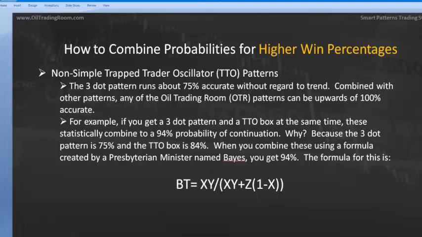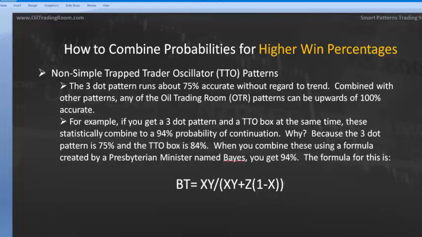Why? Well, because the 3-dot pattern is 75% and the TTO box pattern is 84%. And when you combine those together using a formula that was created by a Presbyterian minister named Bayes, Reverend Bayes, you get 94%. So the formula for that is right here, but you don't even need to know that. I just put it there.